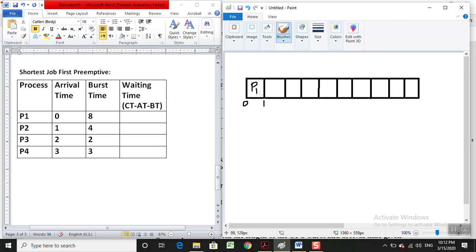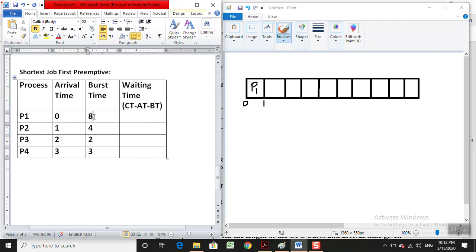Okay, so at 1 millisecond P1 has done its job, and it has become 7 now. See, it has become 7 milliseconds now. 1 millisecond of its part of the job is finished here. Why? Because now P1 will be preempted and P2 will be scheduled.